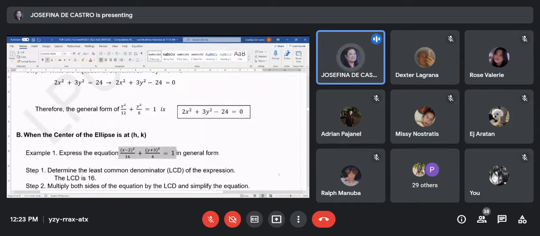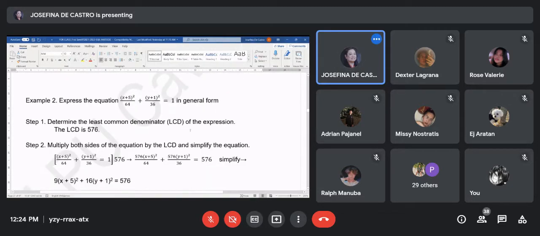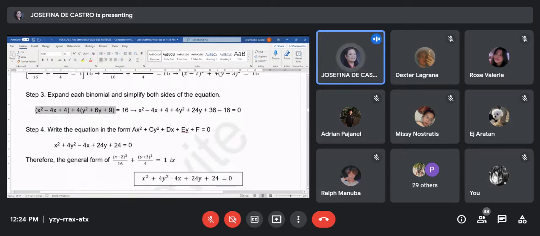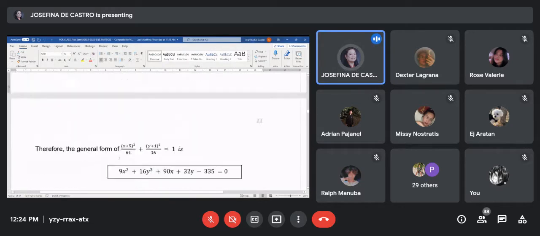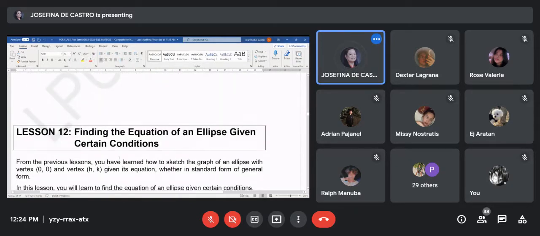Ayan. Multiplying by the LCD, the denominator is 16 and 4. So you multiply each term by 16. The LCD is 16. Okay? So expand muna bago multiply, bago distribution. Expand muna and then okay na siya. And then change that in the form ax squared plus cy squared plus dx plus ey plus f is equal to 0. So iiwan ko na sa inyo ang lesson 11. We will proceed now to lesson 12.